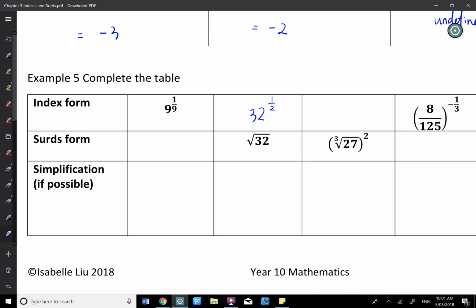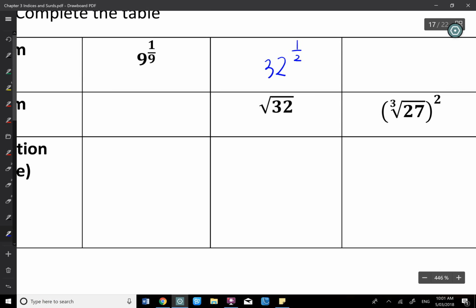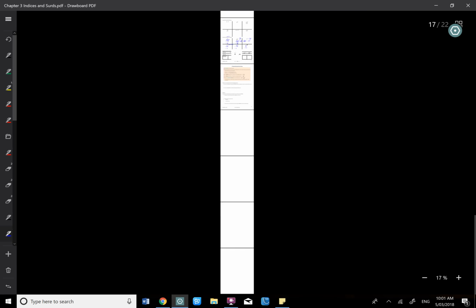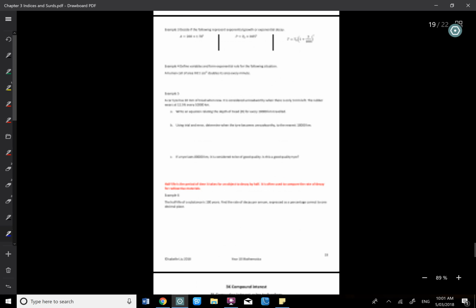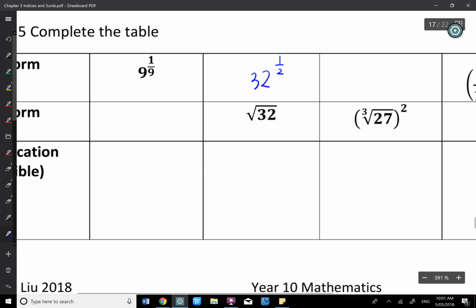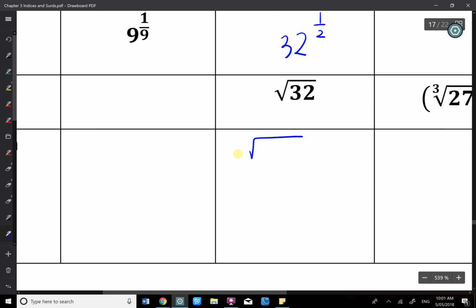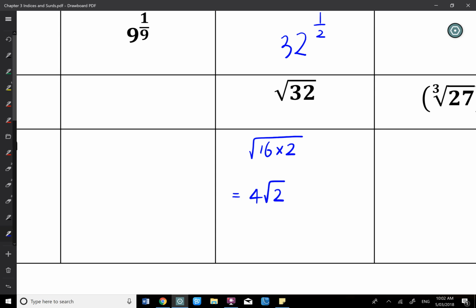Simplification, if possible, can I simplify it? Square root 32. That's the square root of 16 times 2. The 16 can come out as 4, and you will have 4 root 2. I can simplify it, so the simplest form will be 4 root 2 in this case.